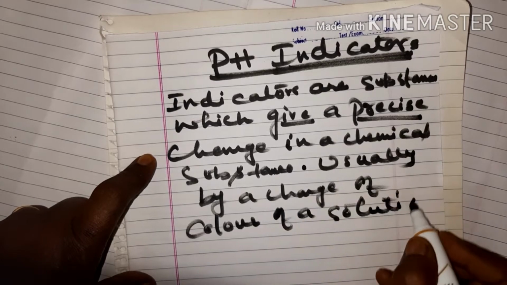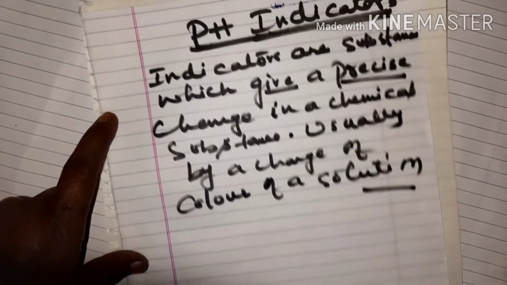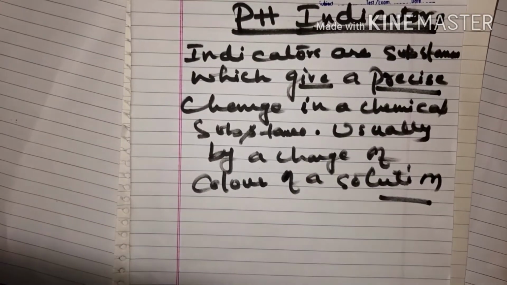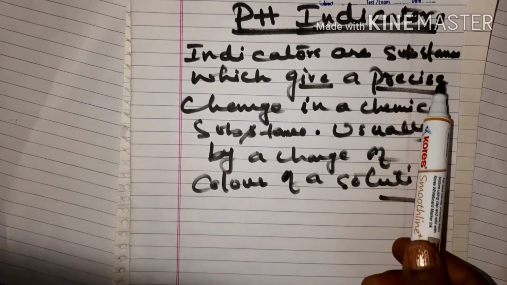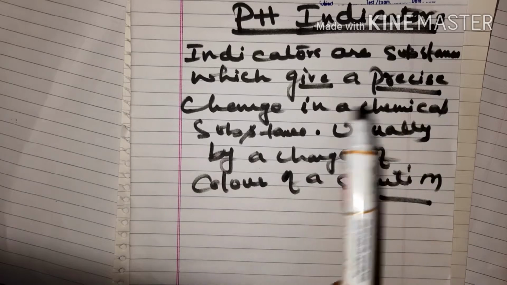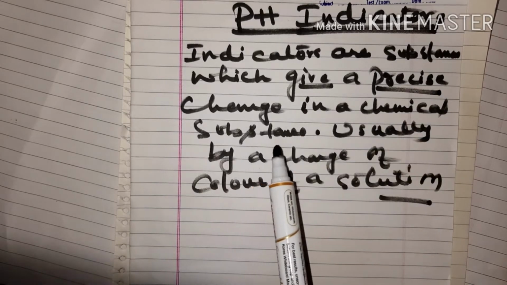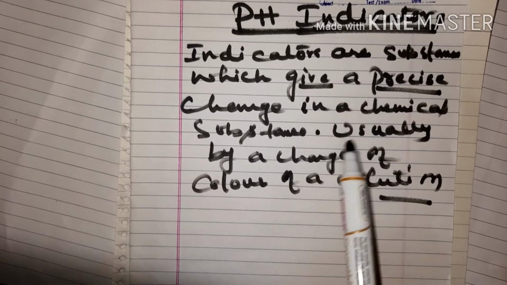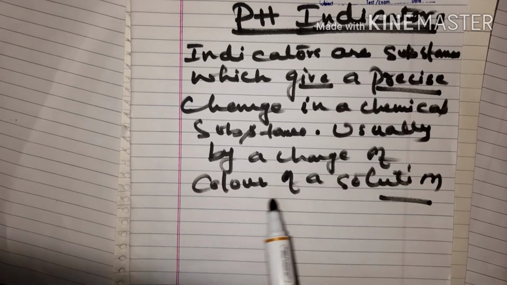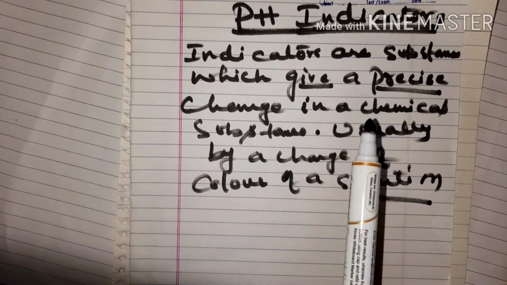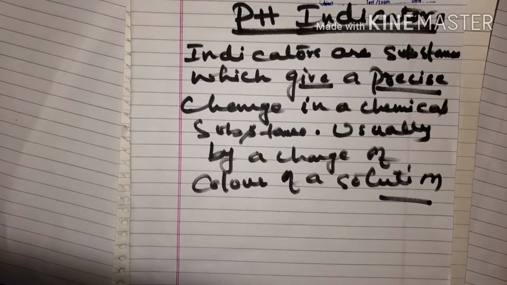Okay children, first thing you should know, what are indicators? Indicators are substances which give a precise or particular change in a chemical substance. Usually how is the change? It is by the change of color of a solution. So these we call indicators.